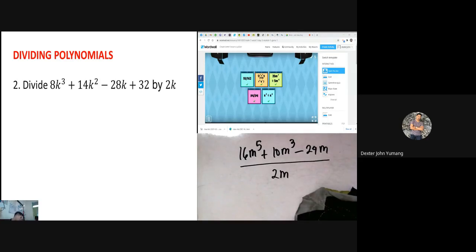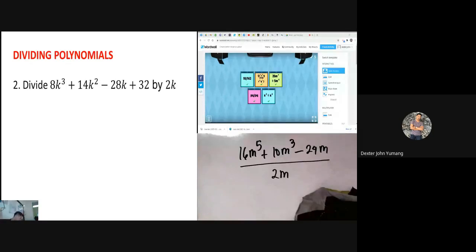Si Carl lang talaga may sagot. Please participate. Pearl, 8m raised to the power of 4 plus 5m squared minus 12. Ay, sabi ni Ma'am Lee, matalino daw talaga si Carl. Sana all matalino. So Pearl is 8m^4, 5m squared minus 12.